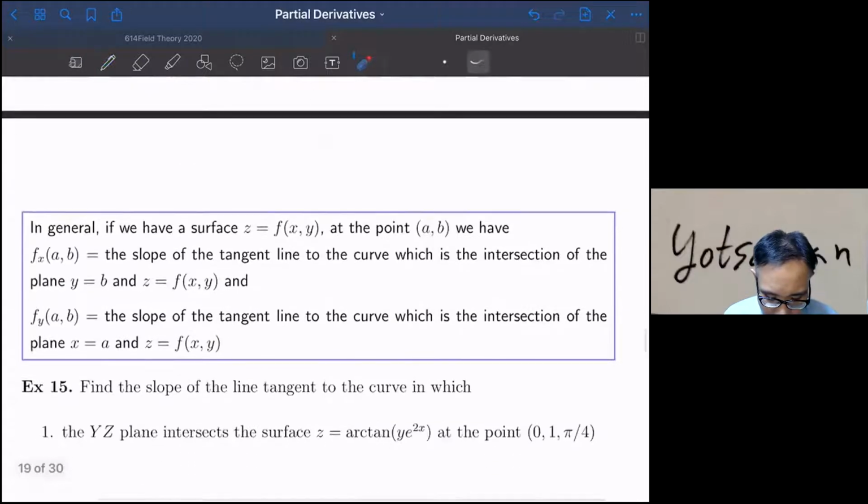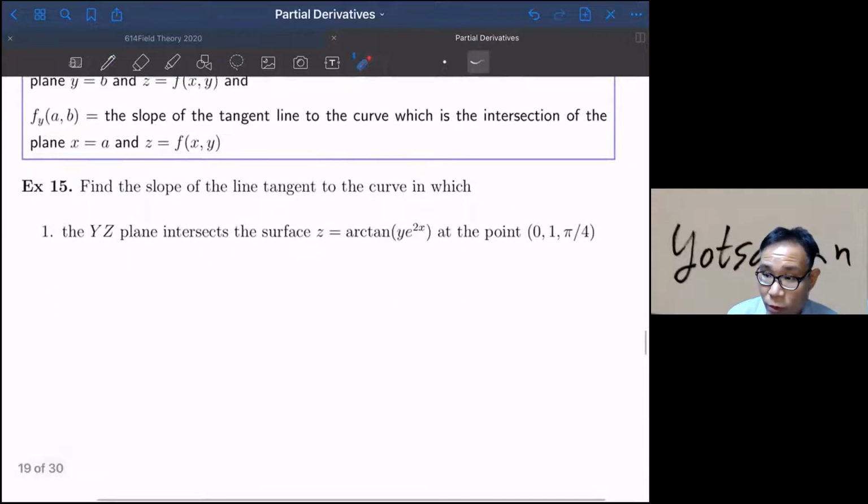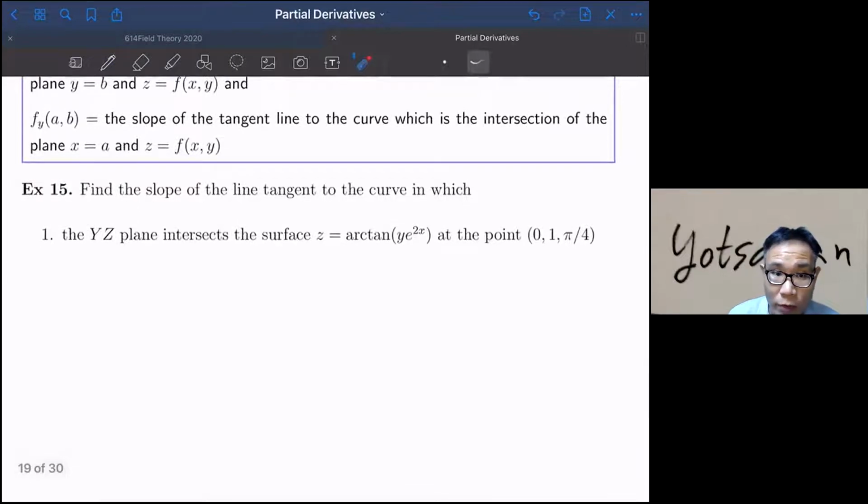And if you have the partial derivative with respect to y, that means you are studying the change in y when you fix x equal to a, and you're going to get the slope of the tangent line. Okay, so you get the slope of the tangent line to the curve, which is the cross section, or the intersection, between the plane x equal to a and z equal to f(x, y).